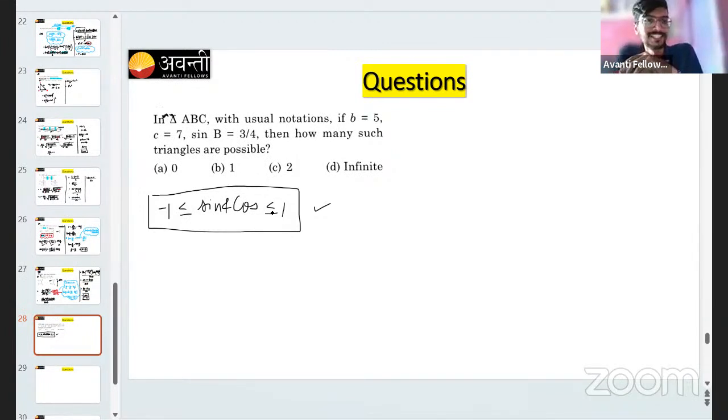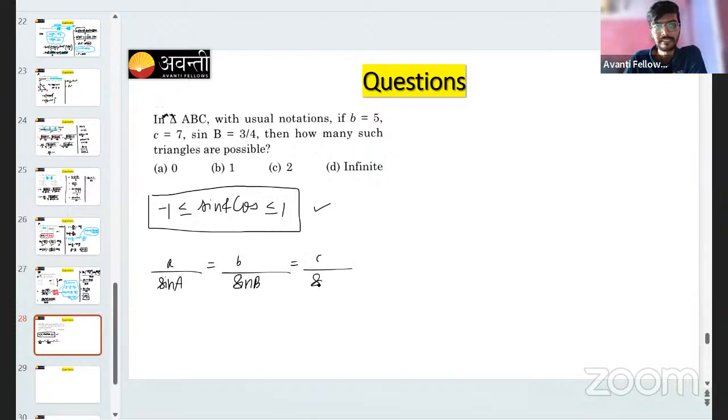Got it? Chalo. So here sin B is already given, sin B is 3/4, accepted. Now I need sin A and sin C. For sin, use the sine rule. What was the sine rule? a upon sin A is equal to b upon sin B is equal to c upon sin C. The value of a is not given, so a upon sin A is not possible to find. The value of b is 5, sin B is 3/4, and c is 7 upon sin C.